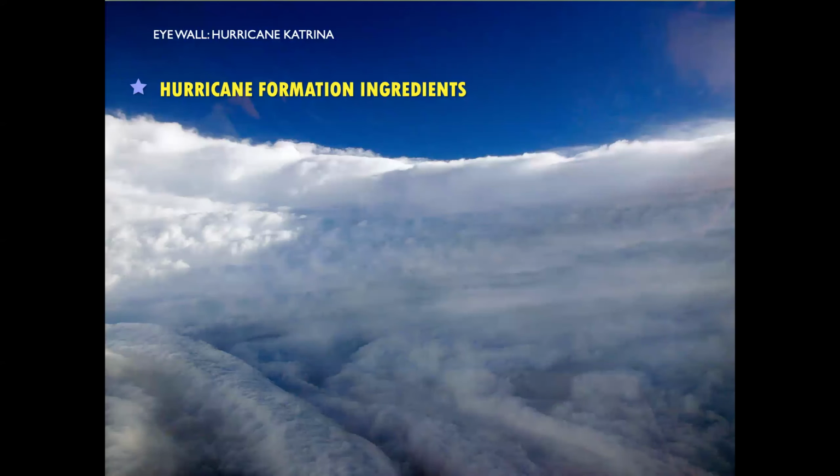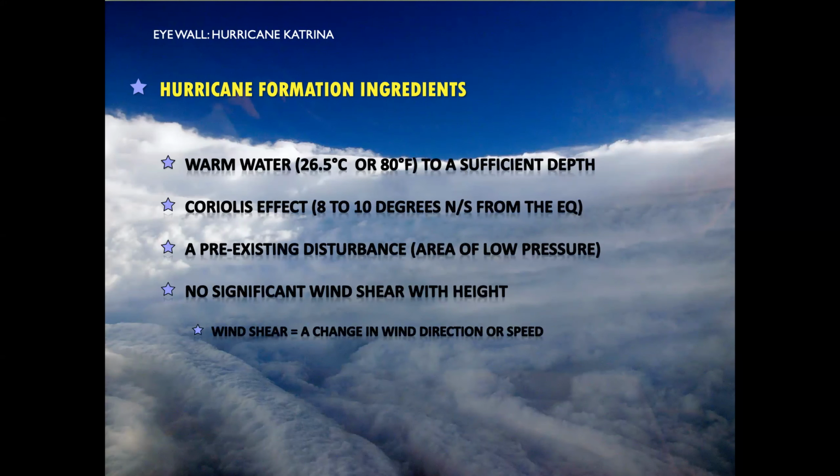This is a photo from inside Katrina. Yes, people fly into these things. And these are the 4 ingredients that are required. You need warm water. You need to be far away from the equator, or far enough away from it anyway. You have to have a pre-existing disturbance. Think of it as a little embryo, a cluster of storms, an area of low pressure that's already there. And you have to have no significant wind shear with height. Wind shear is what happens when wind changes direction with height. Okay? So it can't change too much direction or it can't change too much speed.